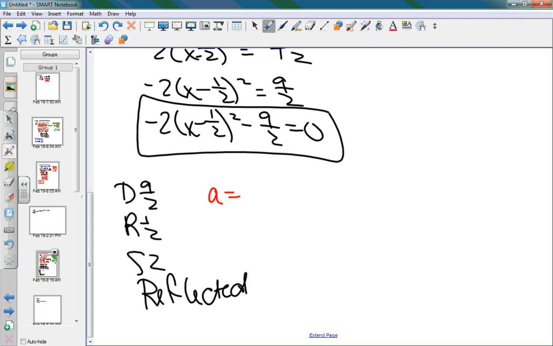a is -2, and what's my vertex? Well, right 1/2 means what? Positive or negative? Right means positive, and down means negative.